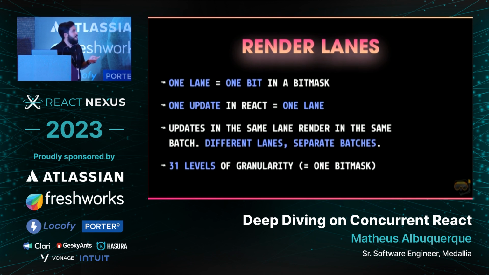The last thing I'd like to explore with you is the idea of render lanes, because they're brilliant. Basically, render lanes are abstractions built around bit masks. So one lane equals one bit in a bit mask, and each update in React is assigned to one lane. Because of that, updates that are in the same lane are batched together, and in different lanes, you have different batches. And in total, you have 31 levels of granularity, because that's how much you can fit in a bit mask.